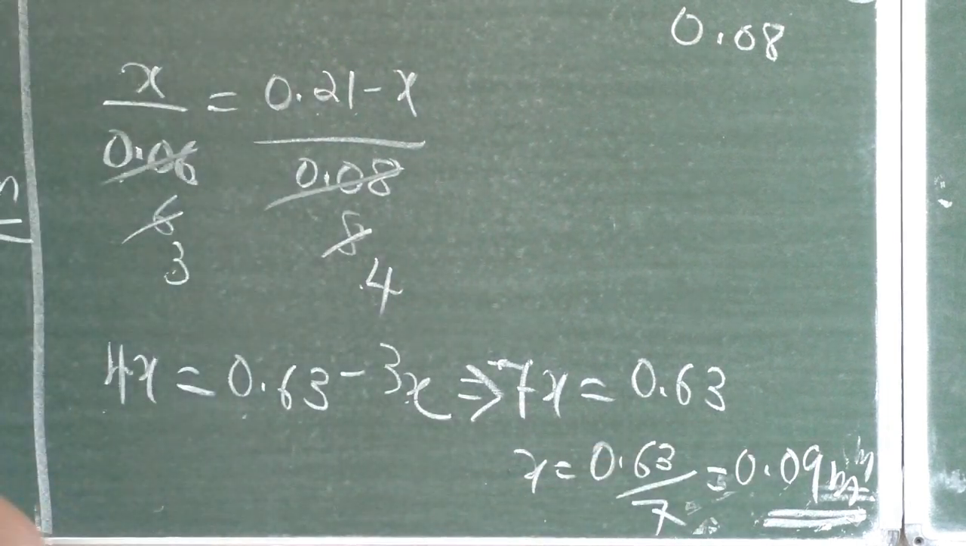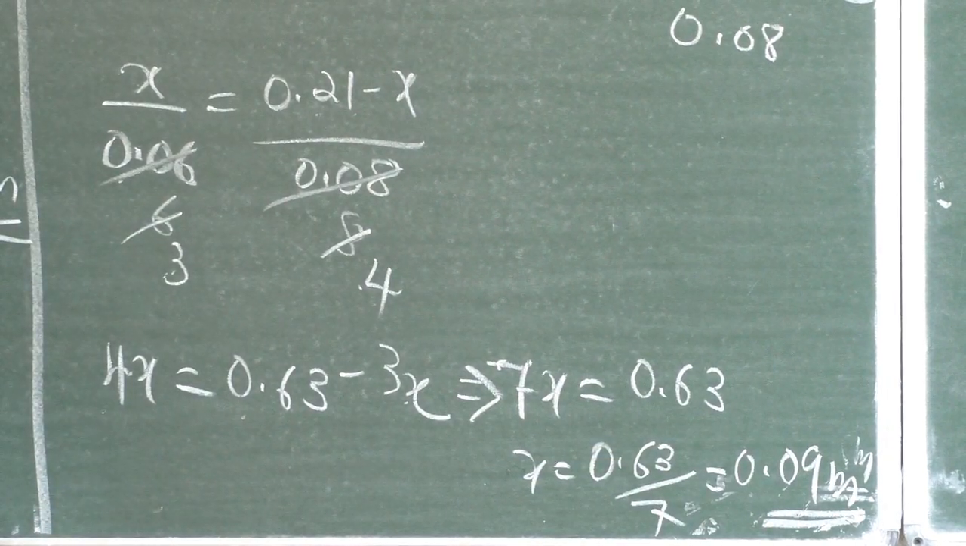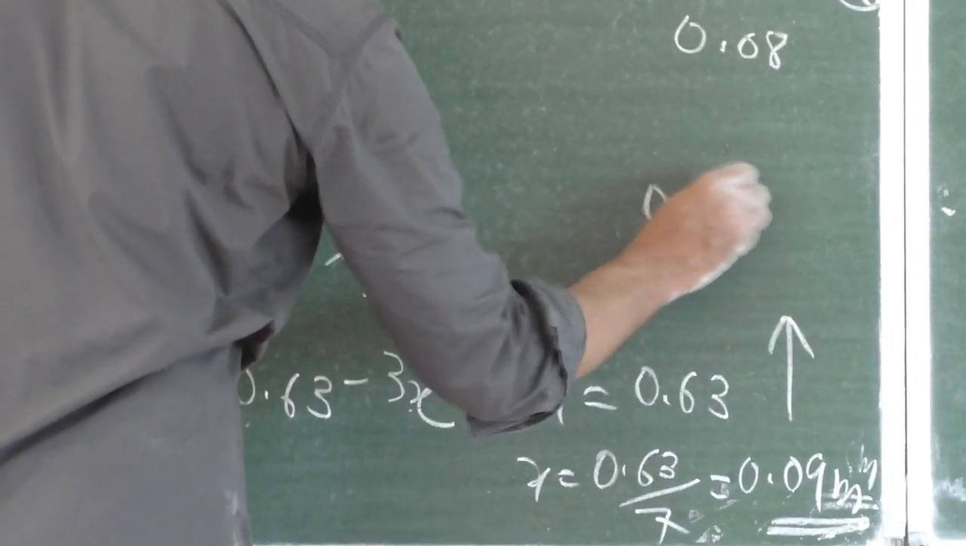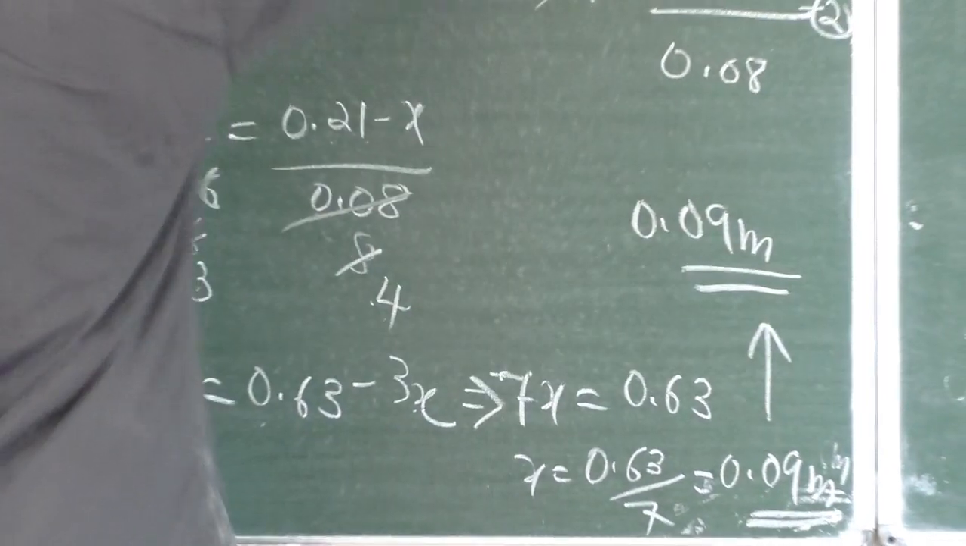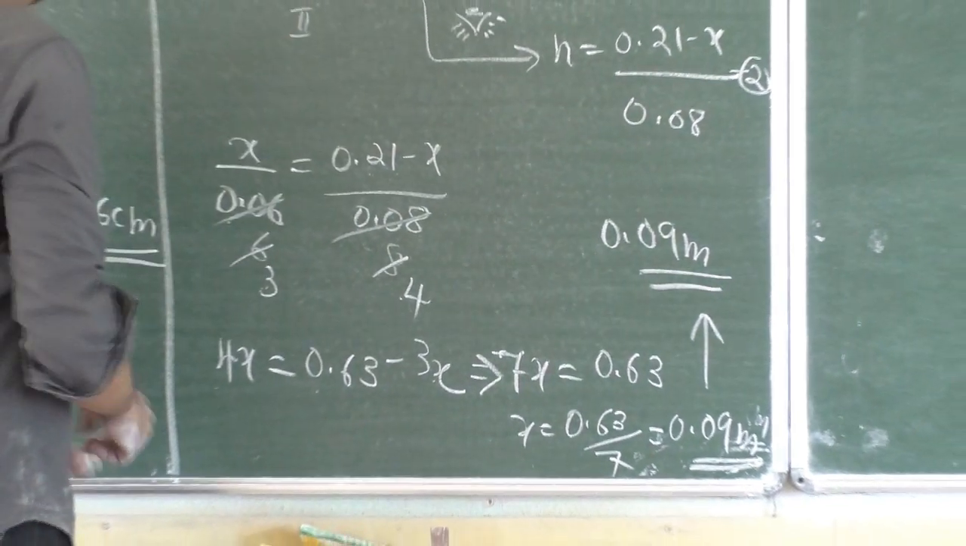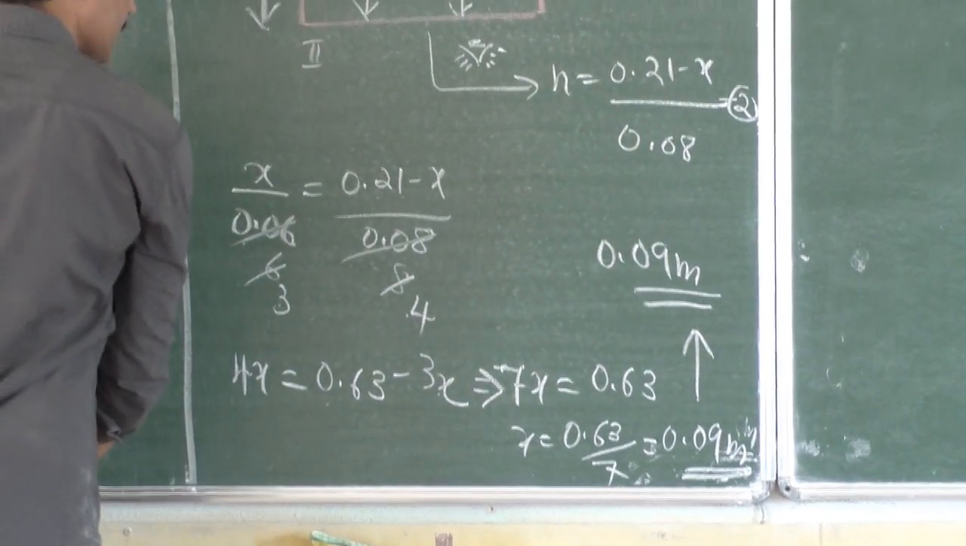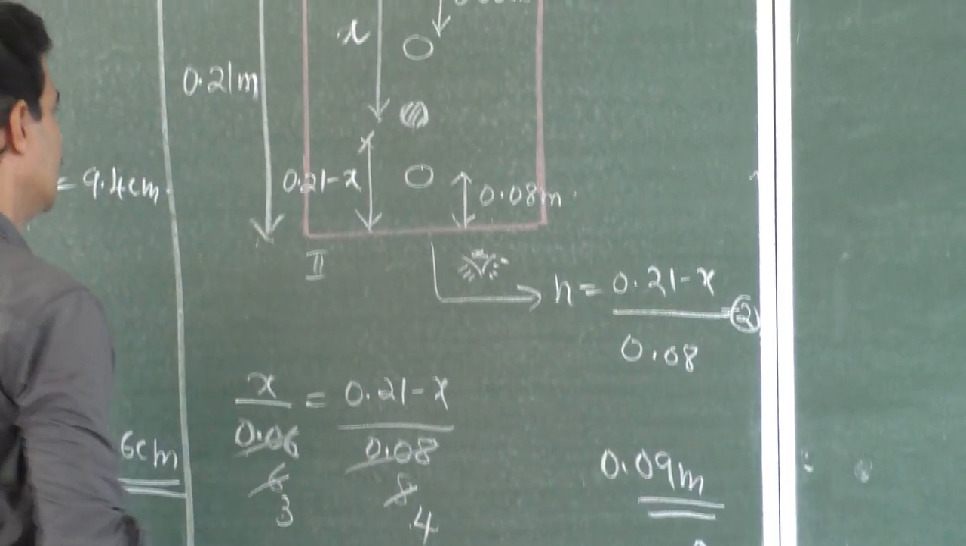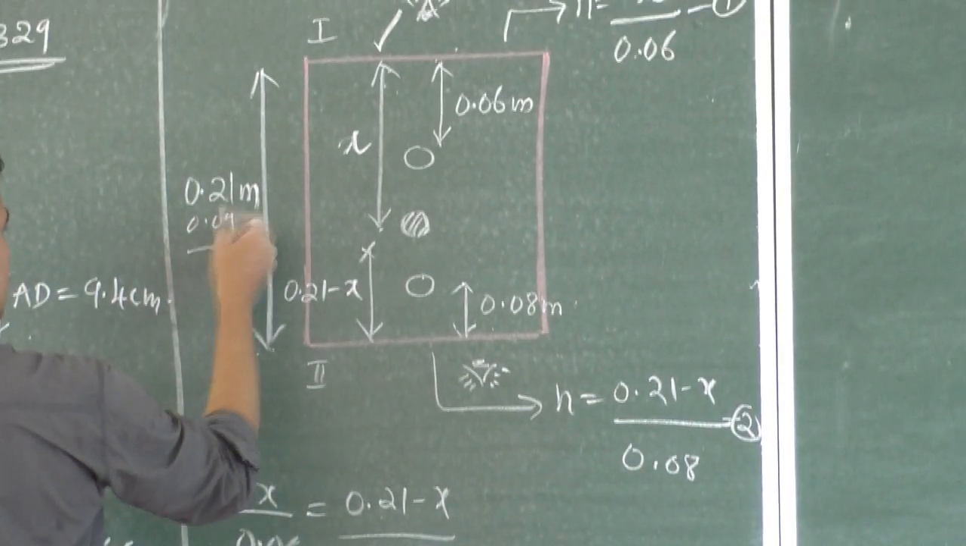The real depth of the bubble from the first phase is 0.09. Okay, this answer is 0.09 meters. From the first phase, it is 0.09. From the second phase, of course, it is 0.09 subtracted from 0.21. That is minus 0.09. That's what you have to do.